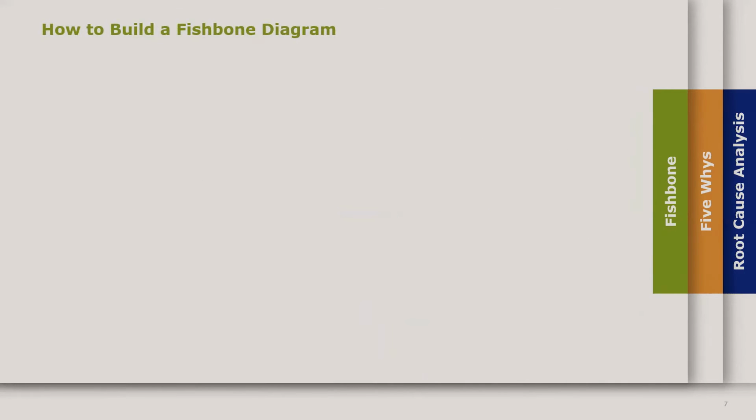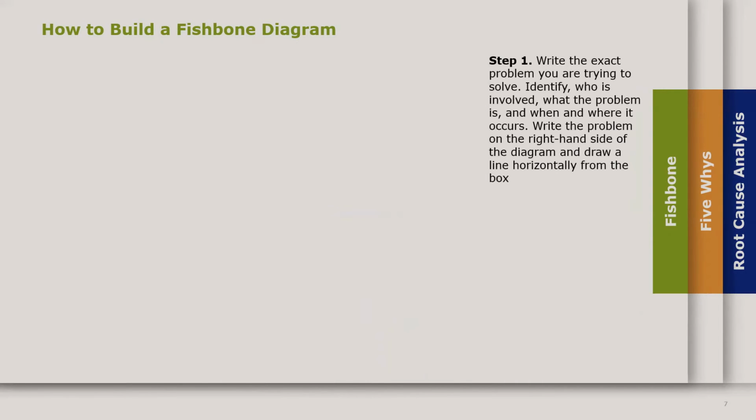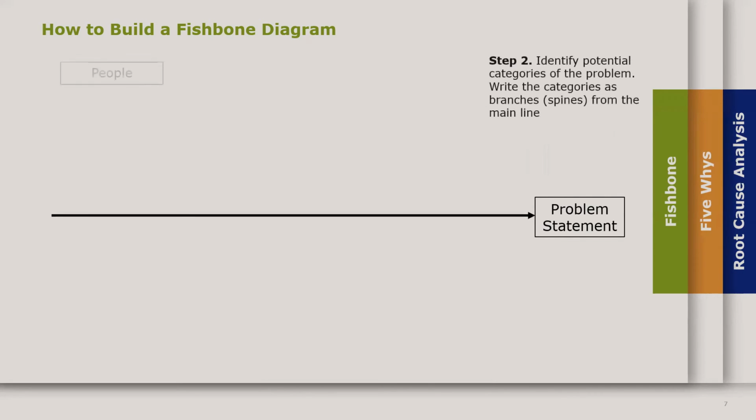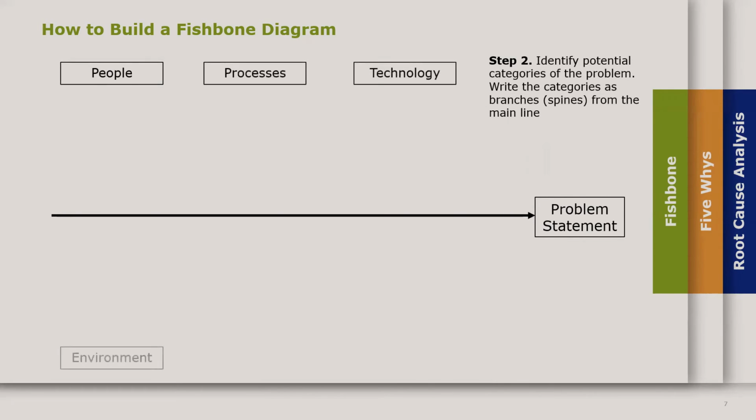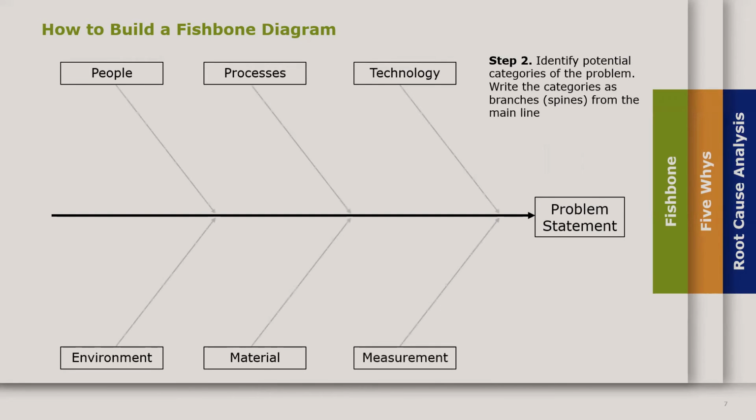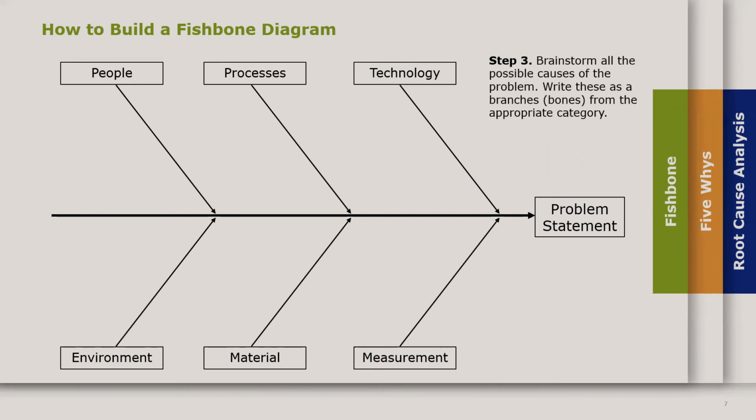To build a fishbone diagram, simply follow these steps. First, write the exact problem you are trying to solve. Identify who is involved, what the problem is, and when and where it occurs. Write the problem on the right-hand side of the diagram and draw a line horizontally from the box. Next, identify potential categories of the problem. Write the categories as branches from the main horizontal line. Then brainstorm all the possible causes of the problem. Write these as branches from the appropriate category.